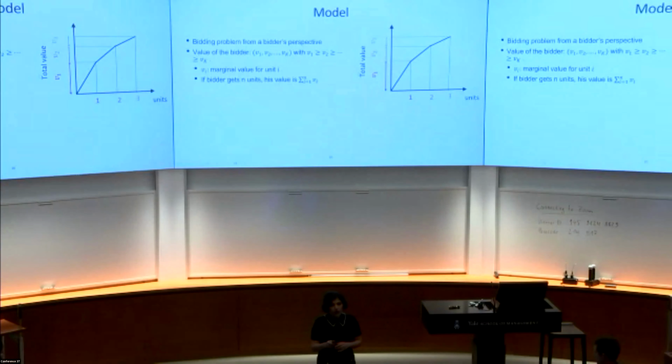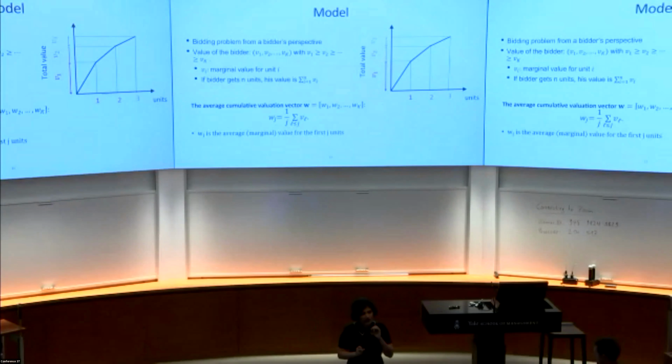Now, just a little bit of notation, because it comes in handy in the rest of the talk. I'm going to define Wj as the average marginal value for the first j units, meaning that W1 would be V1, and W2 would be V1 plus V2 divided by 2.